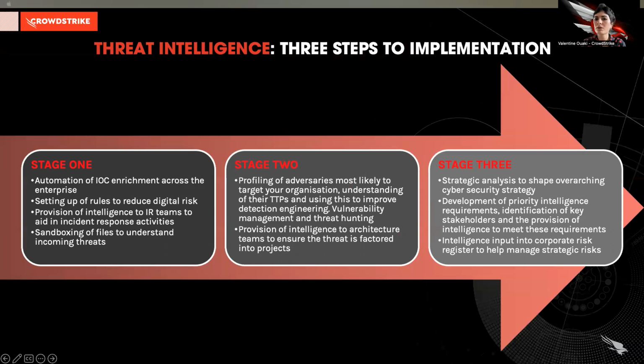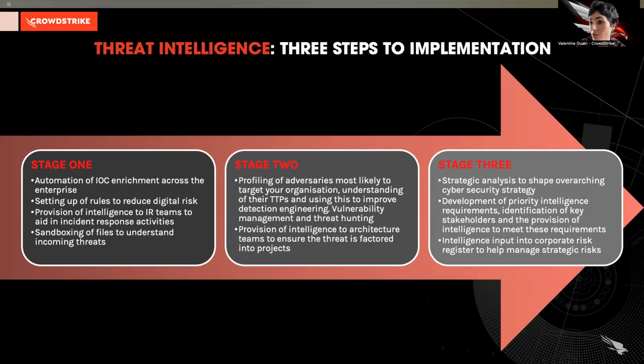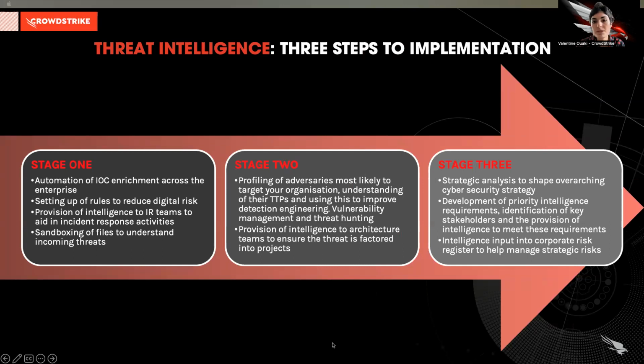So how to implement concretely threat intelligence in your organization, based on your level of maturity? The first stage would be to automate the ingestion of indicators of compromise, also called IOCs, into your security tools. Also, setting up some monitoring rules to reduce your digital risk on the open, deep, and dark web, and also using a sandbox to understand any incoming threats. The second stage would be to go deeper into intelligence on adversaries that are likely to target your organization, to know, for example, what are the TTPs associated with this adversary, in order to perform some threat hunting with some detection rules, with MITRE ATT&CK, etc.